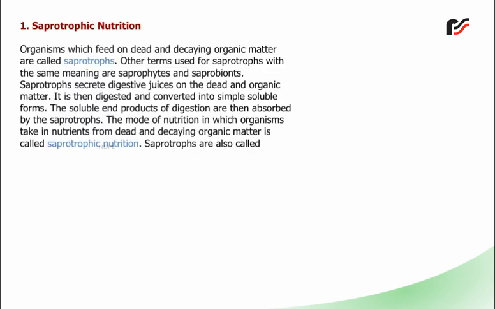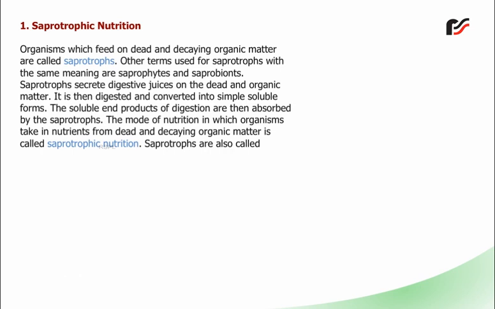1. Saprotrophic nutrition. Organisms which feed on dead and decaying organic matter are called saprotrophs. Other terms used for saprotrophs with the same meaning are saprophytes and saprobionts.